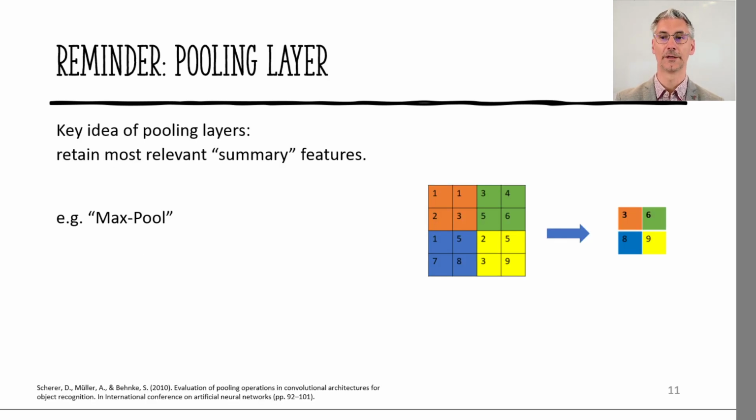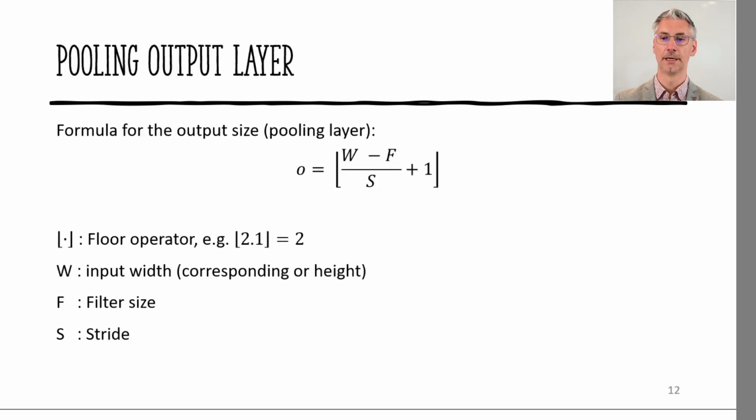Also, we need to remember that we have pooling layers. Remember that the key idea of pooling layers is that we want to retain the most relevant summary features. For example, max pool, like if we have a pooling layer like this, we would divide the area on which the pooling layer is applied to, into these colorful squares, and for each square we would retain the maximum value and move on to the next layer with that. And there's a similar formula for the output size of the pooling layer. Also the floor operator, here we use the input width minus the filter size divided by stride plus 1.